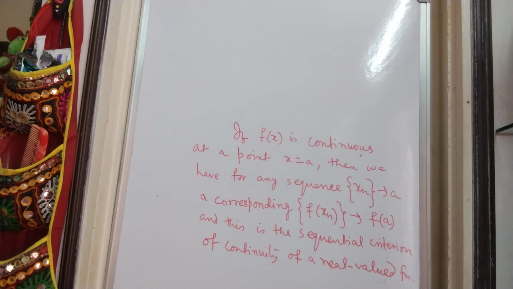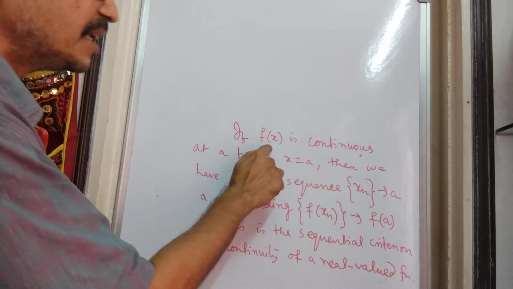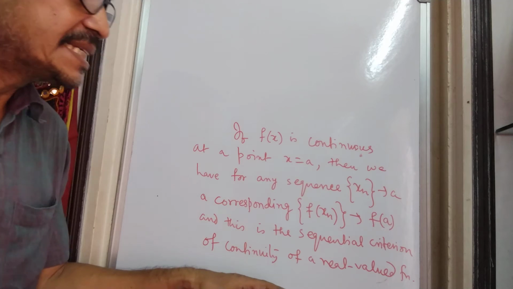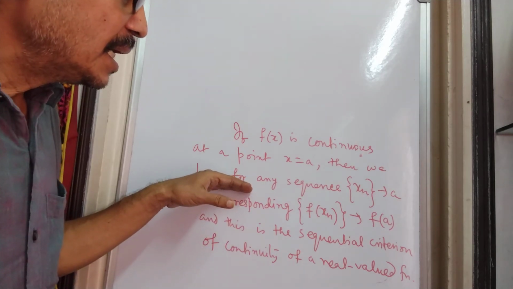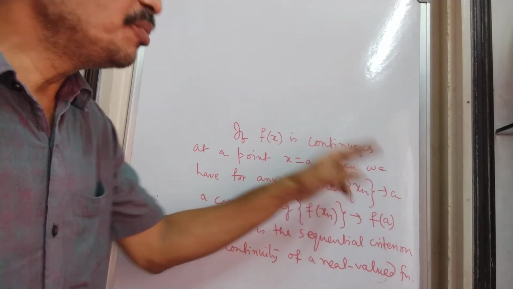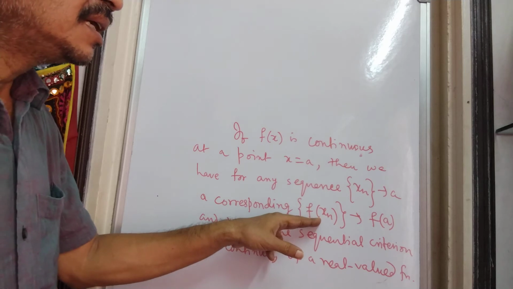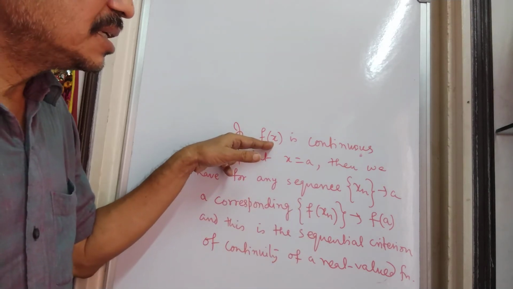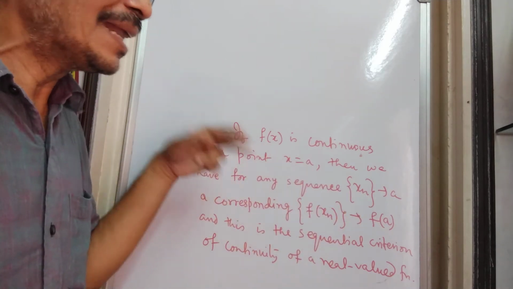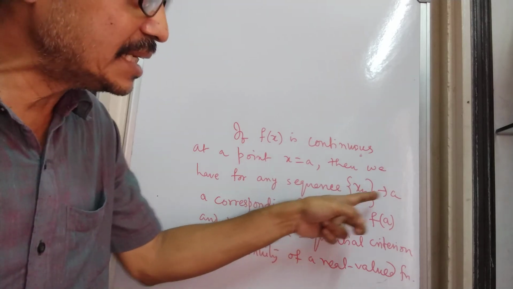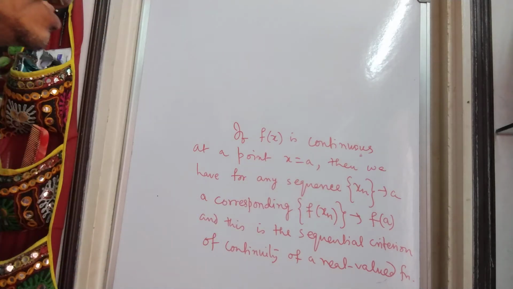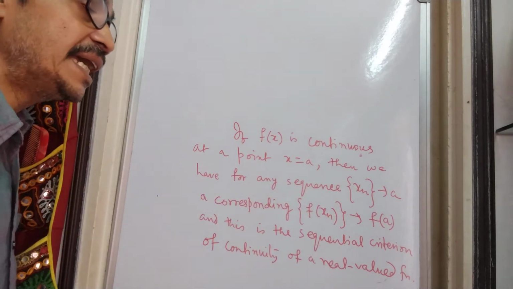So I repeat that a real valued function f(x) is continuous at a point x equal to a means the sequential criteria is stated as: if we have any sequence x_n of real numbers which converges to a, we must have a corresponding f(x_n). Since this f(x) is defined, respective to each sequence of values x_n, we have another sequence of values f(x_n), and whenever this x_n converges to a, we must have f(x_n) converging to f(a). Obviously, that is the sequential criteria of this function f(x) to be continuous at a point.